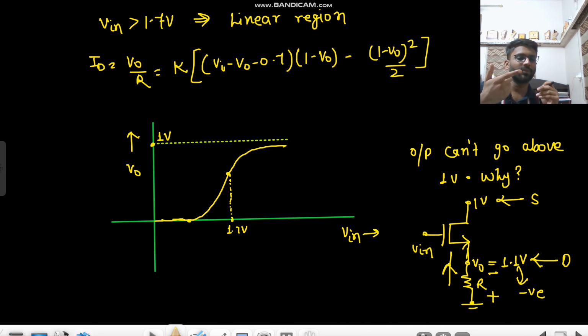If it goes to 1.1 volt, this will become drain. This will become source. The current direction has to flow from drain to source. If the current goes in this direction, we see that here V naught has to be negative. So it is not possible for V naught to go above 1 volt. Okay. So the maximum value it can obtain is 1 volt. At what value it will settle, that we can't say, but the maximum value that V naught can obtain is 1 volt only. Did you understand this concept completely? I hope you did. Okay, so we will see more questions like that in next videos.